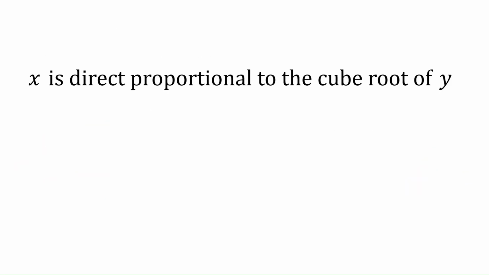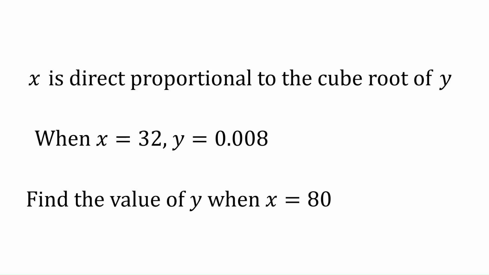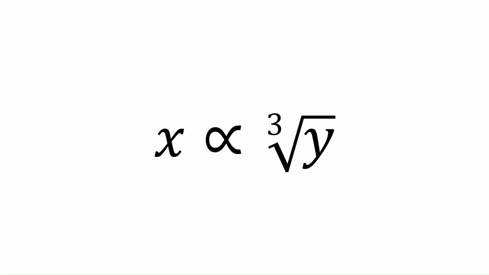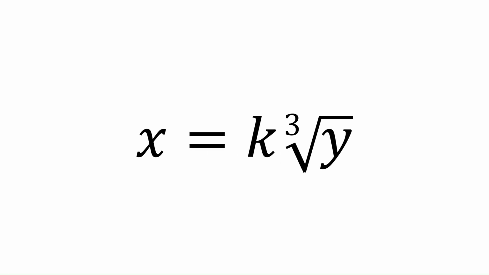X is directly proportional to the cube root of y. When x equals 32, y equals 0.008. Find the value of y when x equals 80. This is a classic direct proportion question, slightly on the hard side though, but nothing we can't handle. The first thing we're going to do is swap out this proportional to sign for an equals k. And now we have an equation, we can substitute in the numbers given.